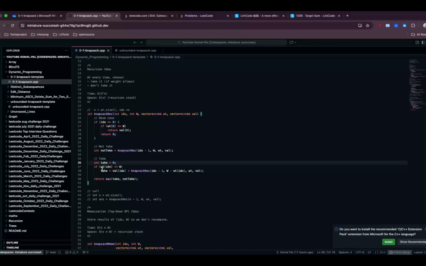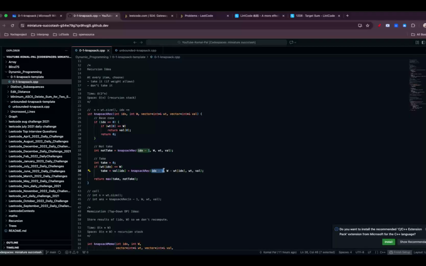But then we need to have a check, because we can take a particular weight at that point only if our total capacity allows. So first we need to check that the smaller weights array, at this index, the weight which is there, is that less than or equal to the total capacity. If that is the case, then only we will be taking that value, that is the product ID of the same, and calling our recursive function with index -1.